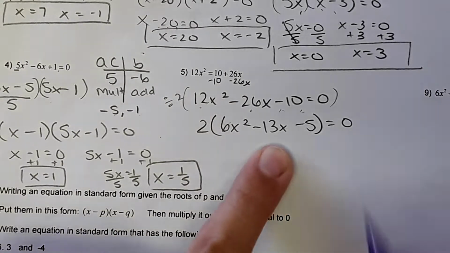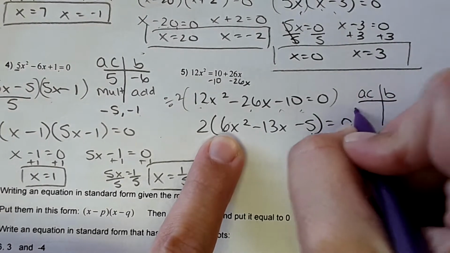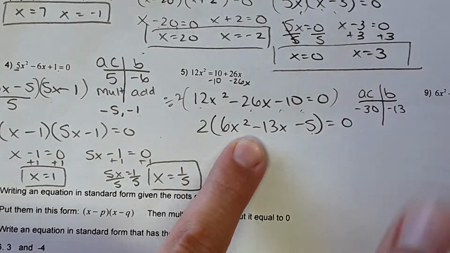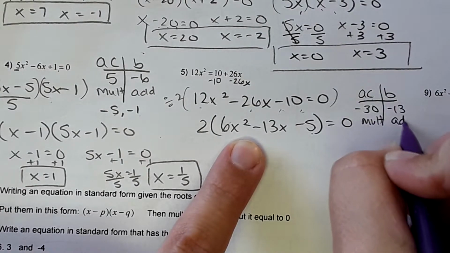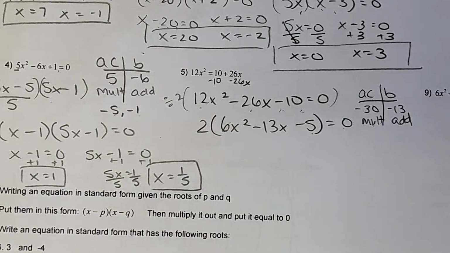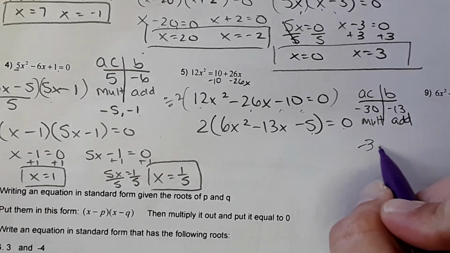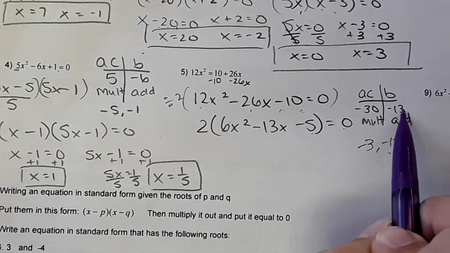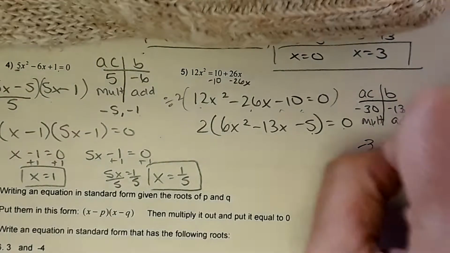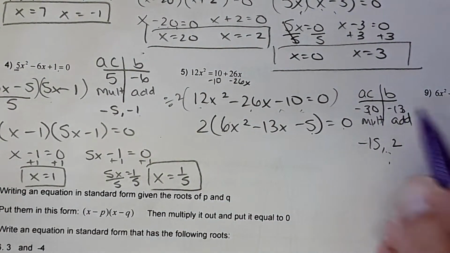Then to factor this, I'm going to use the ACB chart. Multiply 6 times negative 5 to get negative 30. I need 2 things that multiply to negative 30 and add to negative 13. What's that? Negative 15 and 2. Good call. So 3 and 10 is the one that stood out to me at first too. But the problem with 3 and 10 is like negative 3 and negative 10 would add to this, but then it would be positive 30 and not negative 30. So yeah, negative 15 and 2 would give us negative 30 and then the negative 13.